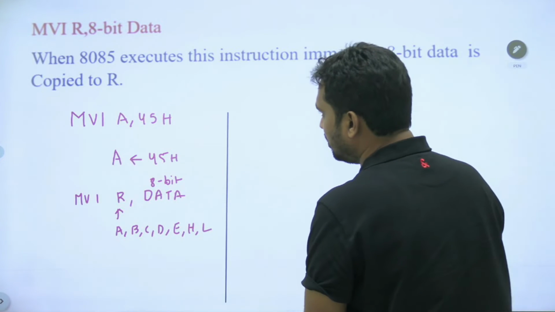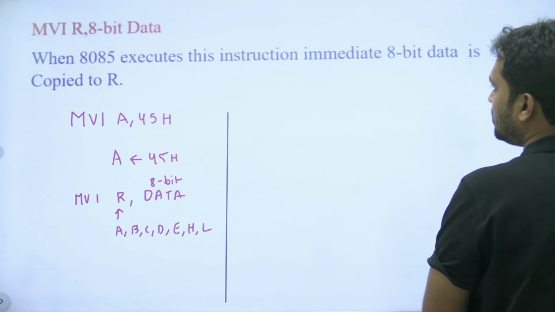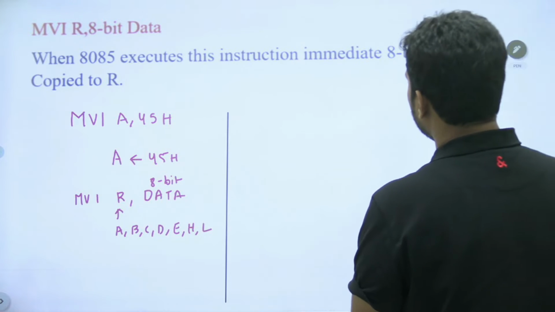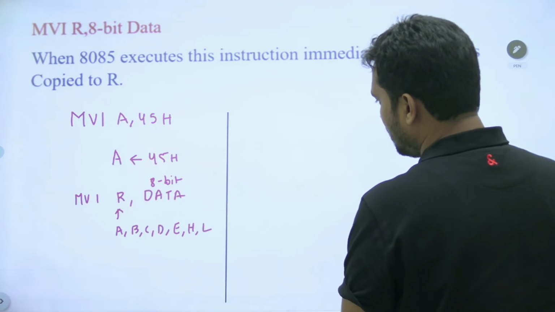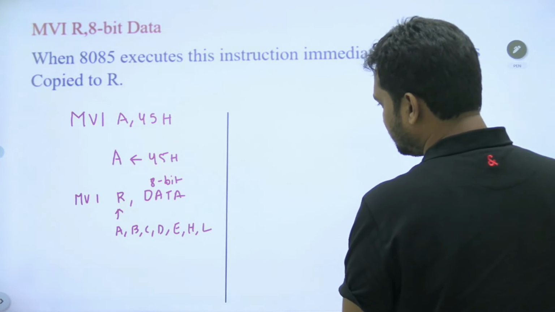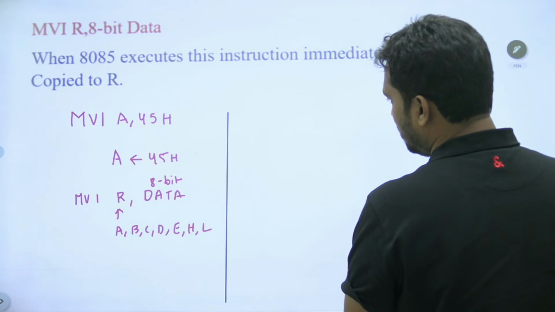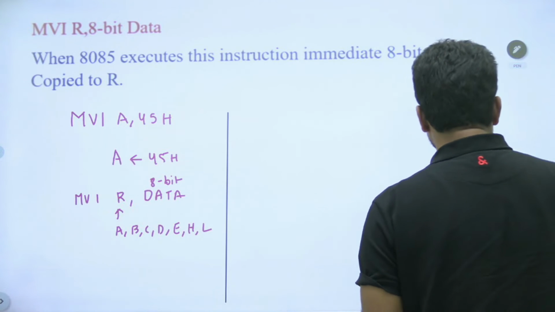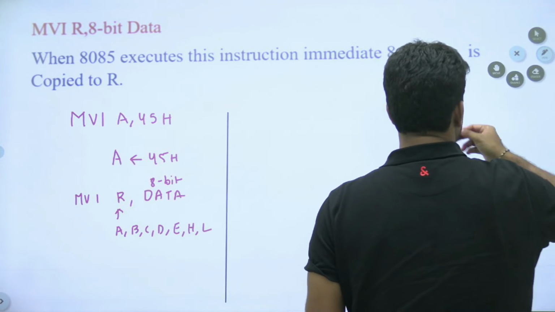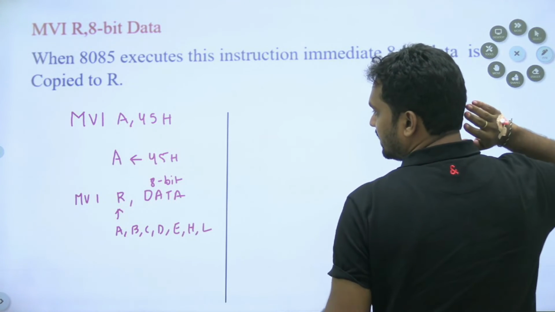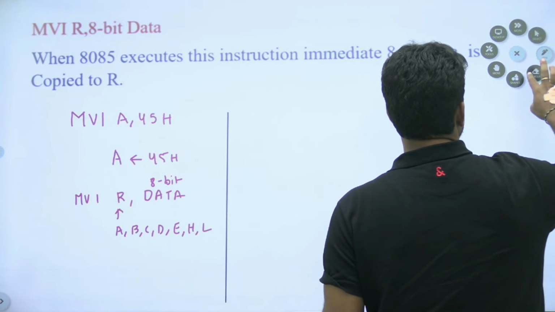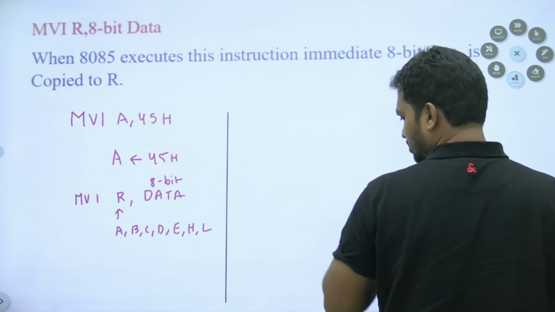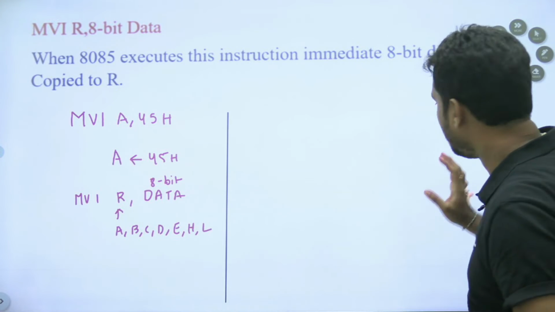This is done. Now, when 8085 executes this instruction, immediate 8-bit data is copied to the register. Copied, so it is done. Then what happens? Let me show you that. Same way, A comma 45 is my example, right? Am I audible? Yeah.